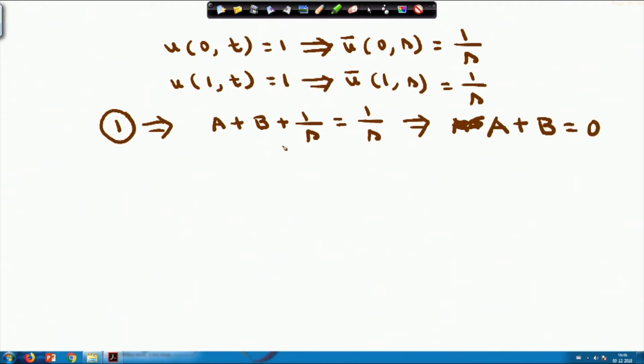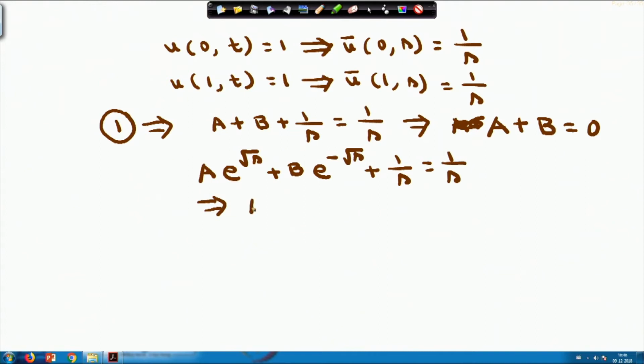And similarly, if you substitute u bar 1 s equals 1 by s in the equation 1, what you will obtain is a e power root s plus b e power minus root s plus 1 by s, this is equal to u bar 1 s, which is 1 by s. So, that you can obtain from here basically a e power root s plus b e power minus root s equals 0.